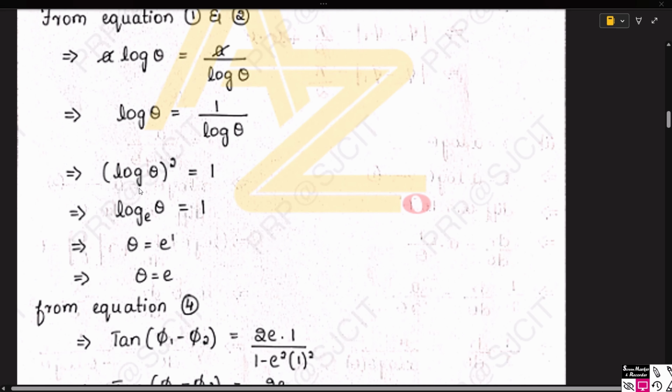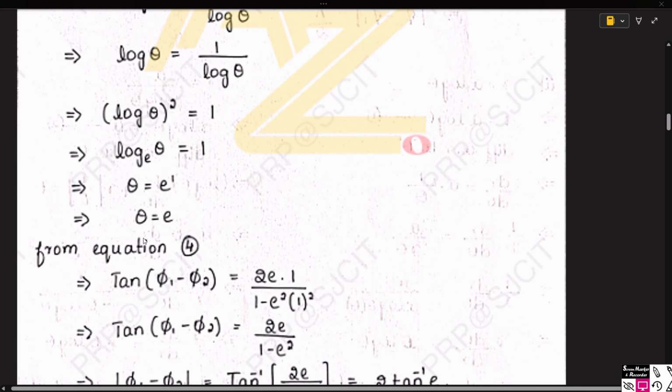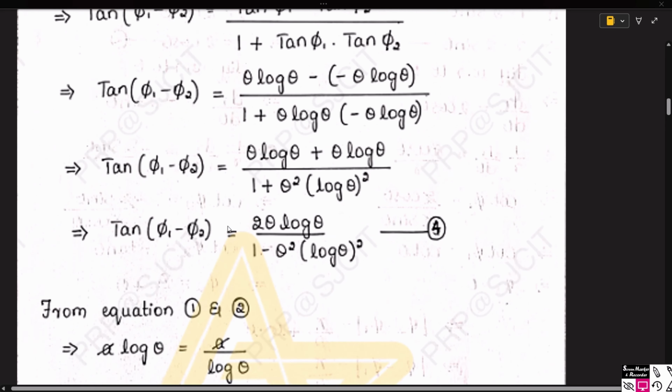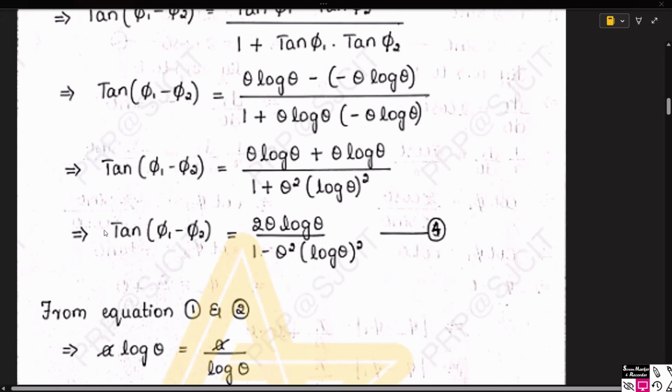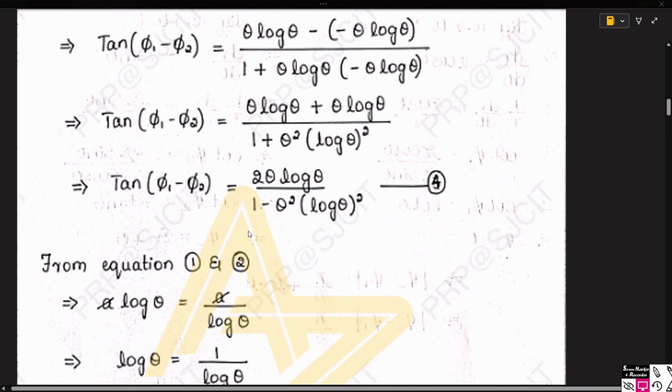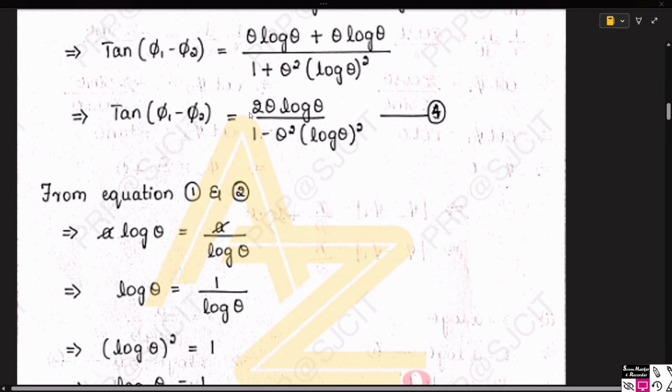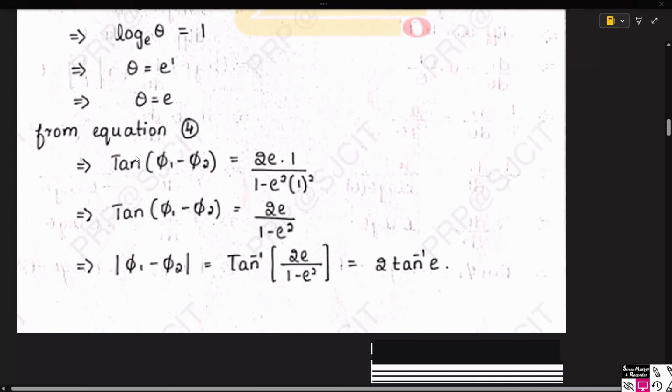Okay. Here it is a logarithmic property. Log e equal to theta. It becomes log theta to the base e equal to 1. So we can write theta equal to e raised to 1, which is nothing but theta equal to e. Now we got this, right, tan phi 1 minus phi 2. Here wherever theta is there, just replace it with e.